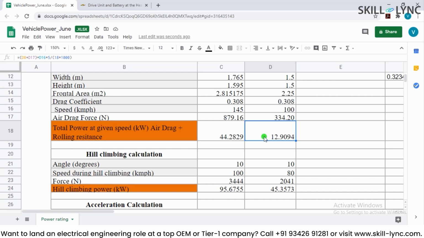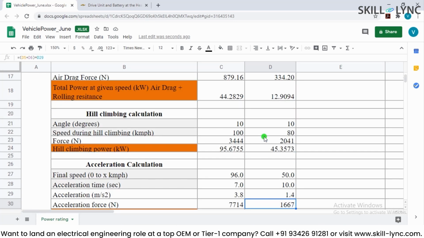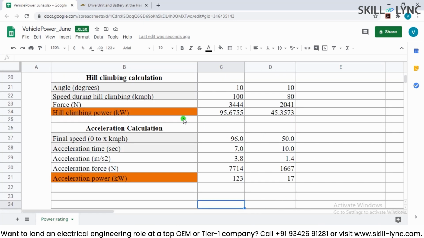So let's go to the acceleration as well, and acceleration calculation is done with an assumption that what is the rate of acceleration you want. So here for a Chevrolet Bolt EV, the acceleration is from 0 to 96 kilometers per hour. It should happen in 7 seconds, right? So imagine the situation where 0 to 100 kilometers per hour is below 7 seconds. The amount of power required for this acceleration alone is 123 kilowatt.